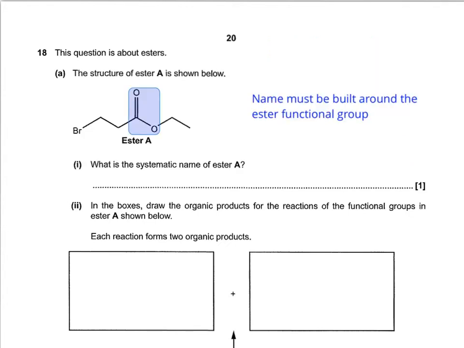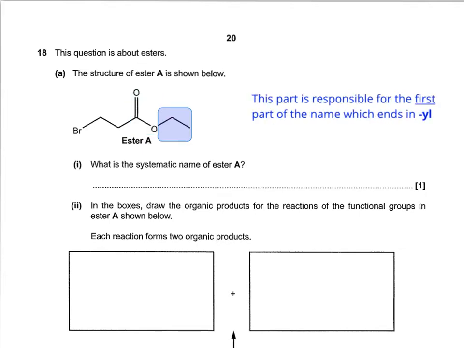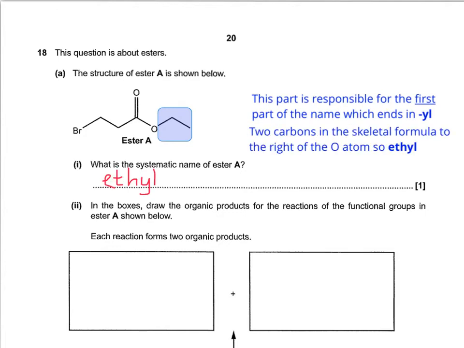So the first part of the question asks you for the systematic name of ester A. Obviously the ester functional group is the one that I've highlighted in the middle. The part to the right of the functional group, which has the carbon single bond oxygen, is responsible for the first part of the name, which ends in -yl. There's two carbons in the skeletal formula of this part of the molecule, so that must mean it's an ethyl part of the name.